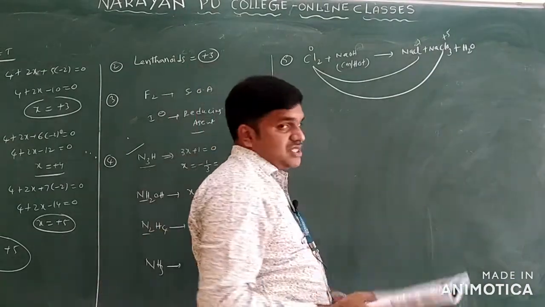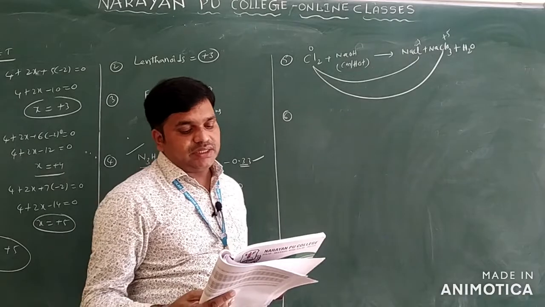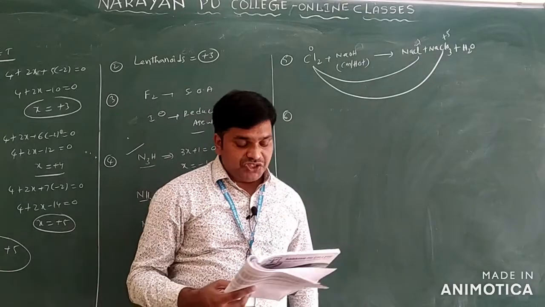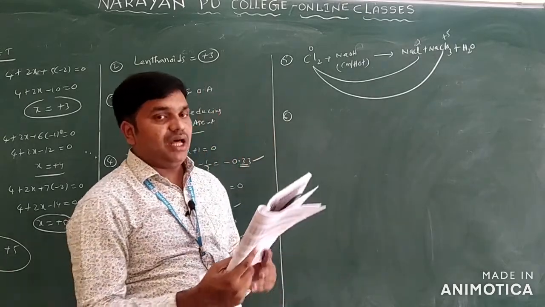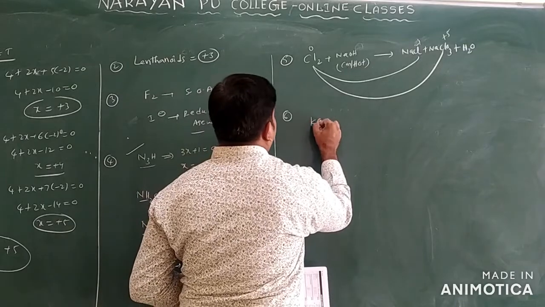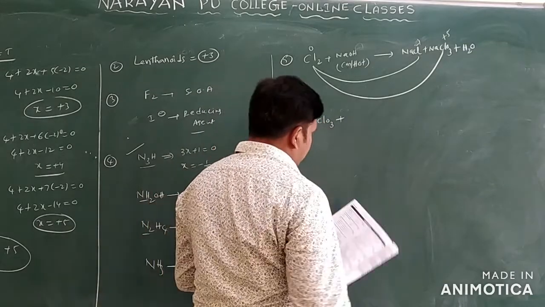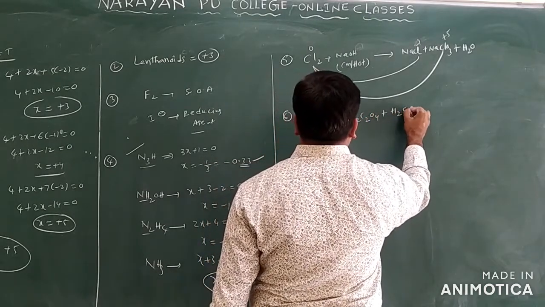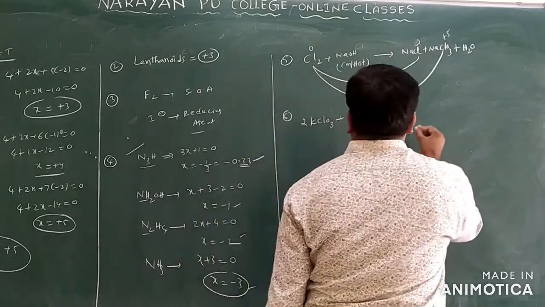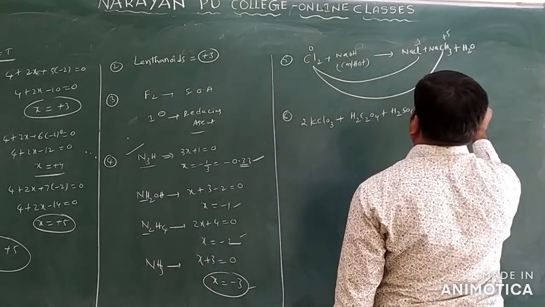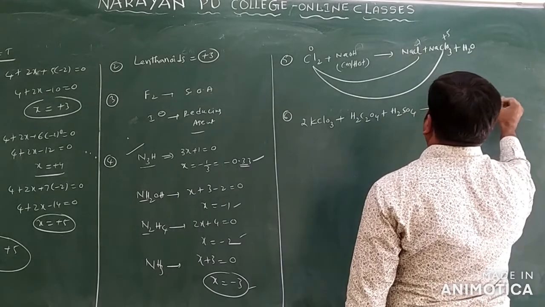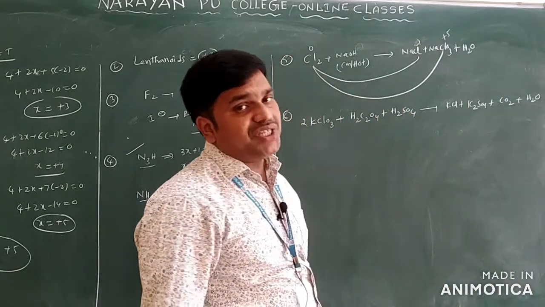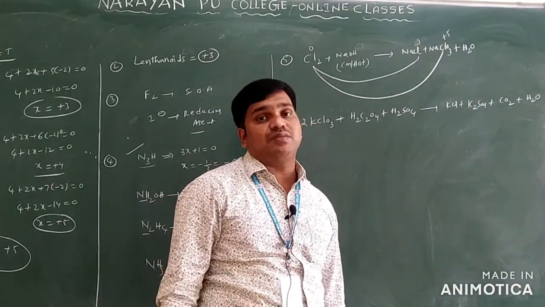Now come to question number 6. A mixture of potassium chlorate, oxalic acid and sulfuric acid is heated. During the reaction, which element undergoes maximum change in oxidation number? We have KClO3, oxalic acid H2C2O4 and sulfuric acid, taking the mixture. What you will get here is KCl plus K2SO4 plus CO2 plus H2O. The question is which element undergoes the maximum change in oxidation state.